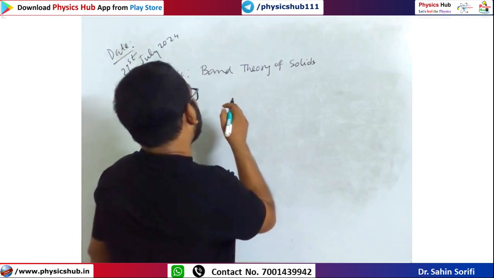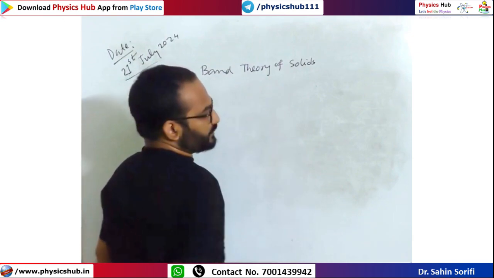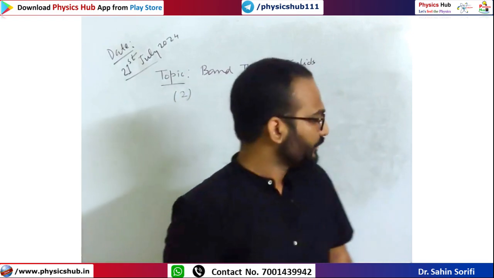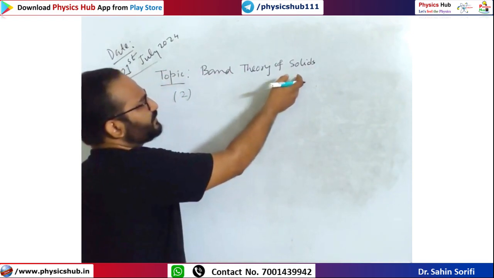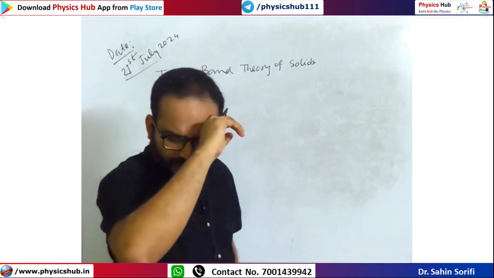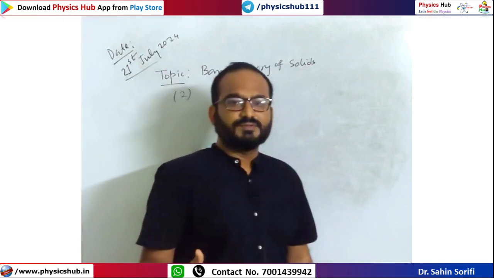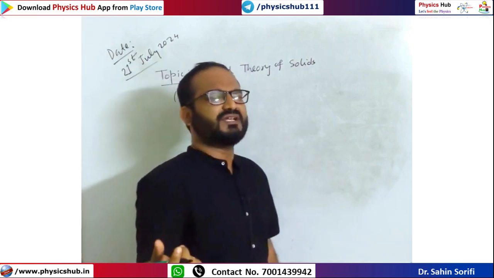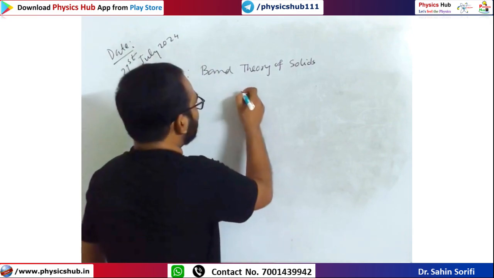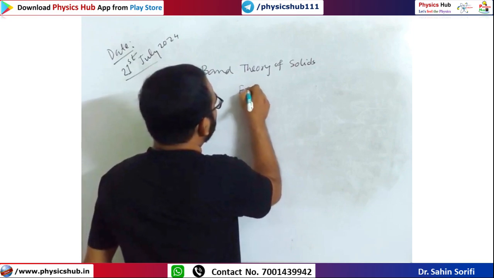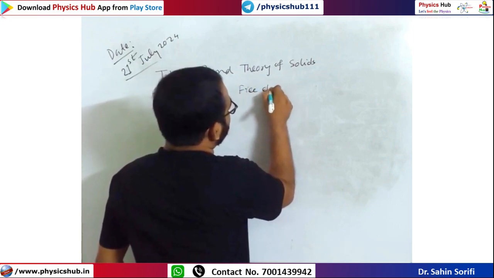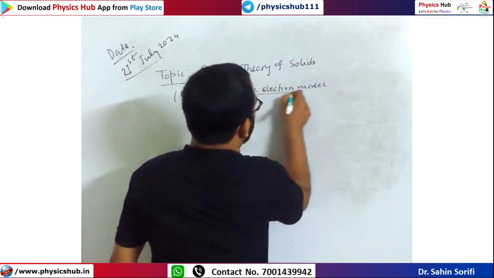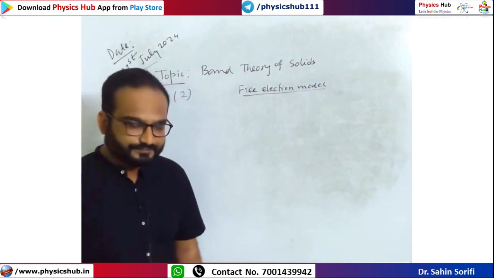To understand this second approach, the band theory of solids, we have to look inside the metal. Okay, band theory of solids came later, but before that some preliminary models came. One is the nearly free electron model or free electron model. It's a classical model. You must have heard of this free electron model.